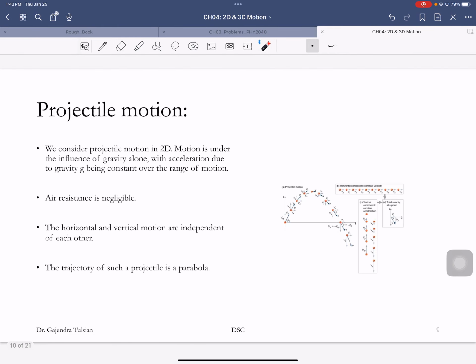So in particular, we are interested in this projectile motion. We're going to toss something, and the only force acting on it will be the force of gravity. Air resistance will be negligible, and so on. The nice thing about that is acceleration is constant, and we know the direction of the acceleration. So that's the acceleration.